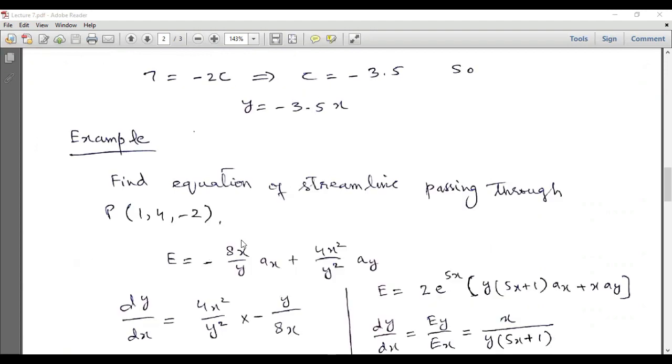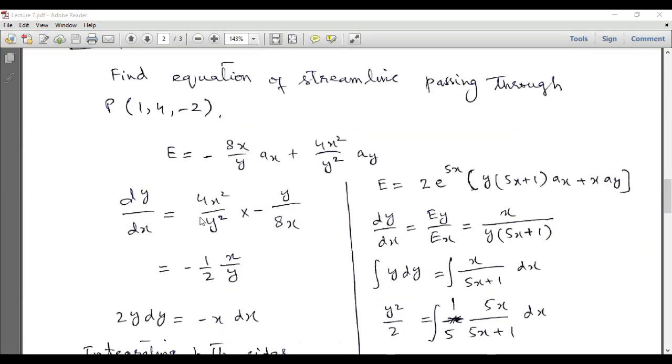So we can solve one more example to do the practice and to get more familiarity with how to find equations of the streamline. So there is an electric field whose components are given over here. So E is equal to minus 8x over y ax plus 4x square over y square ay. So find the equation of the streamline passing through this point 1, 4, minus 2.